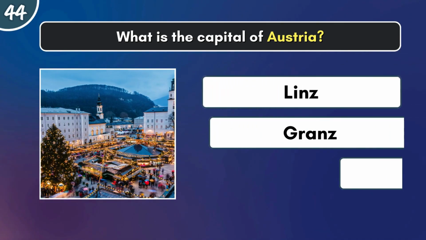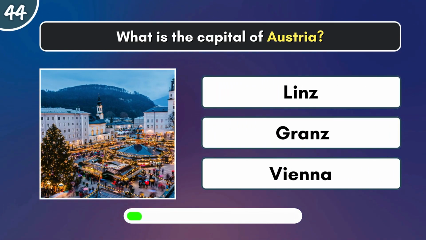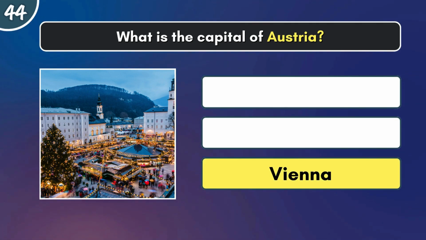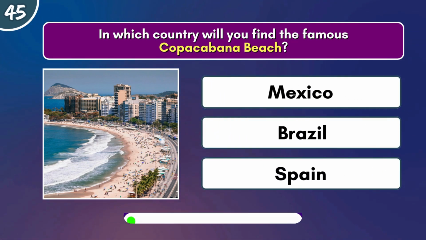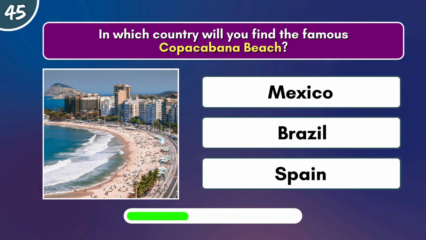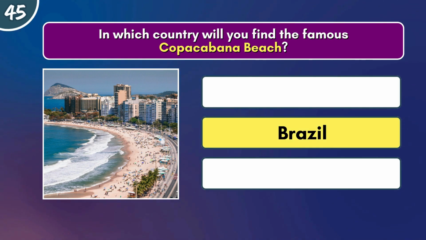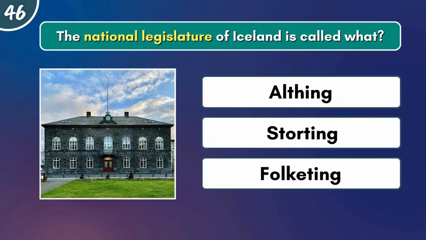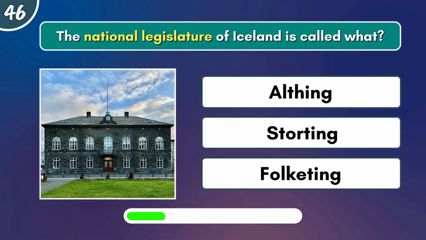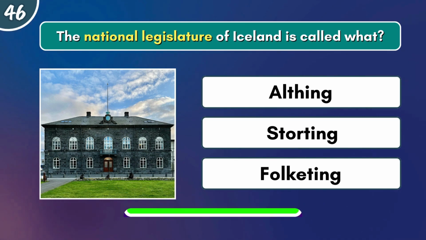What is the capital of Austria? Linz, Graz, or Vienna? The capital is Vienna. In which country will you find the famous Copacabana beach? Mexico, Brazil, or Spain? It's in Brazil. The national legislature of Iceland is called Alting, Storting, or Folketing? It's Alting.